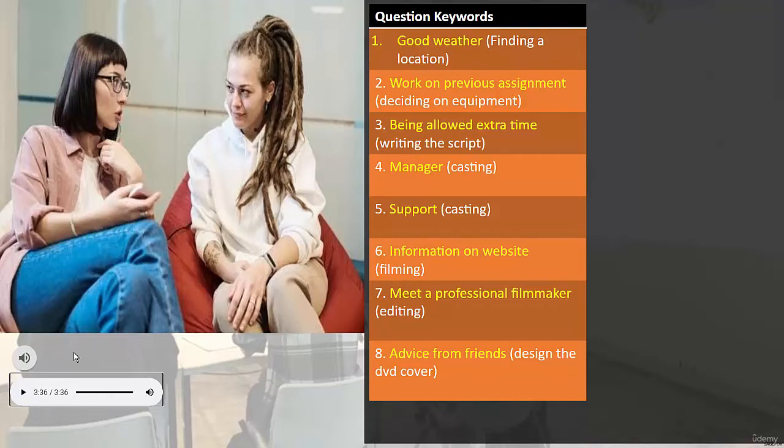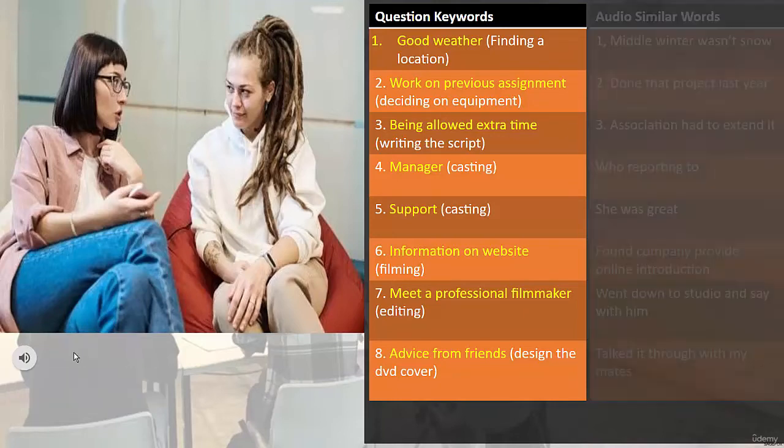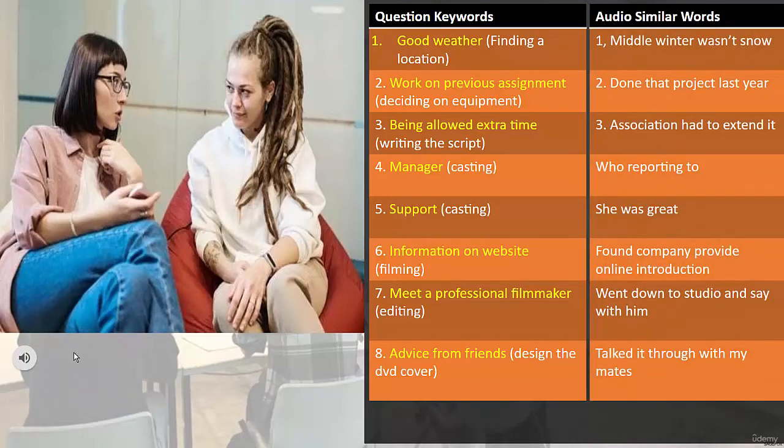Okay, let's take a look at the answer choices. So for good weather, the audio similar words were middle of the winter, it wasn't snow. That's a paraphrasing for good weather. Number 2, work on a previous assignment. He said he had done that project last year. That is the paraphrase. Number 3, being allowed extra time. The association had extended it, had to extend it. The pronoun it refers to the deadline.